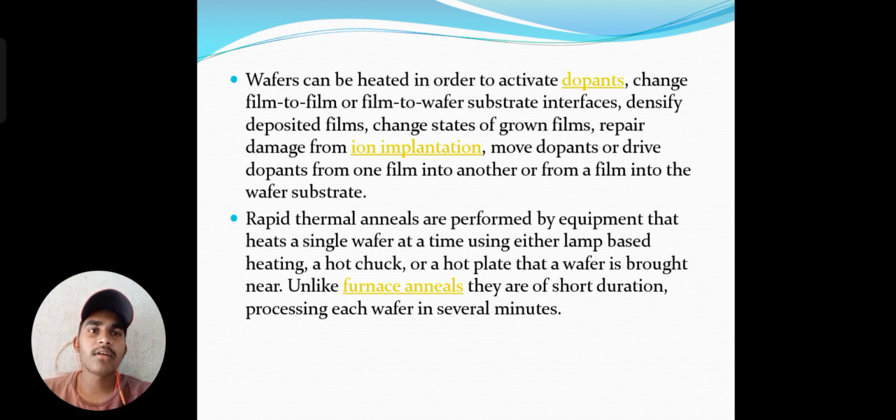Rapid thermal anneals are performed by equipment that heats a single wafer at a time using either lamp based heating, a hot chuck, or a hot plate that a wafer is brought near. Unlike furnace anneals, they are of short duration, processing each wafer in several minutes.